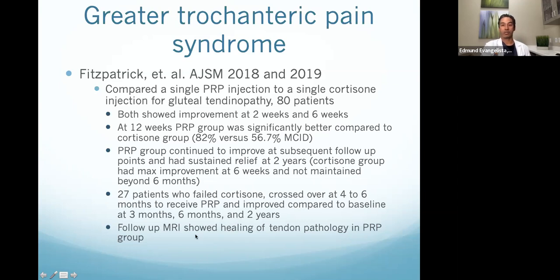And Fitzpatrick also, at 4 to 5 years out, actually did MRI images of these patients and found that the PRP group did show healing of the tendon pathology on follow-up MRI. So yeah, for all the conditions that we use PRP for in our practice, I think gluteal tendinopathy is probably one of the most successful treatments that we do with the PRP.